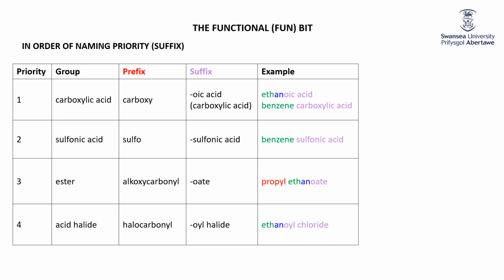Now I've titled this, continue the title, the fun bit. It's actually not that fun, but what I'm doing here is I'm listing out the different types of functional groups that you might encounter over the next couple of years in the order of their priority. Now you might remember when I talked right at the start of the first naming group that the suffix is determined by the dominant, the highest priority group in the molecule. And so here we have different types of functional groups arranged by their priority.